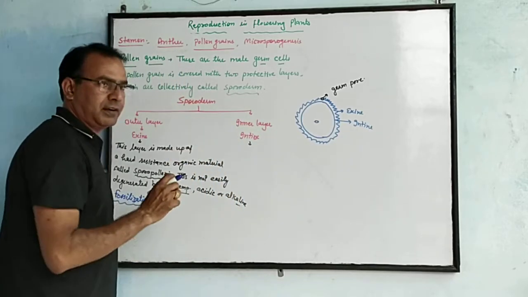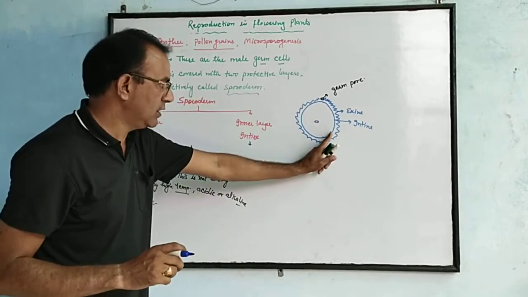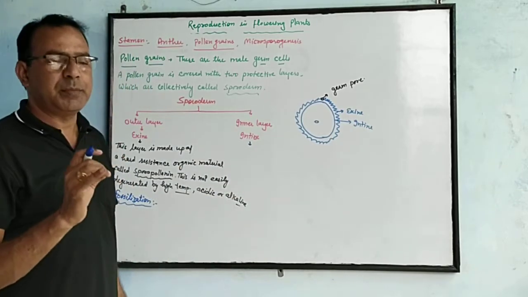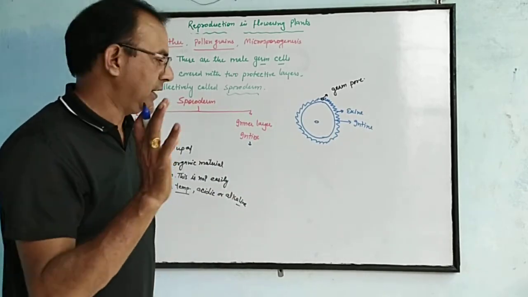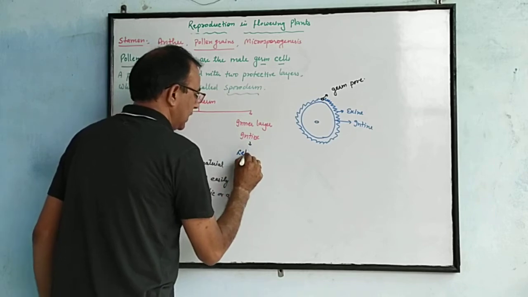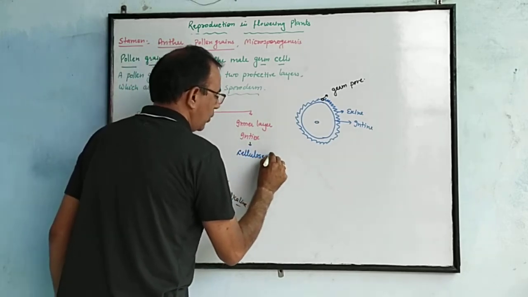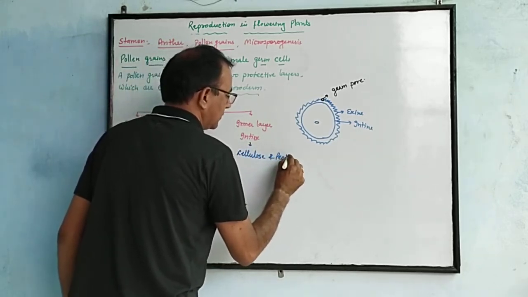The second layer is called intine. It is the inner layer of the pollen grain. This one is the outer, this one is inner. The inner layer is made up of cellulose and pectin.